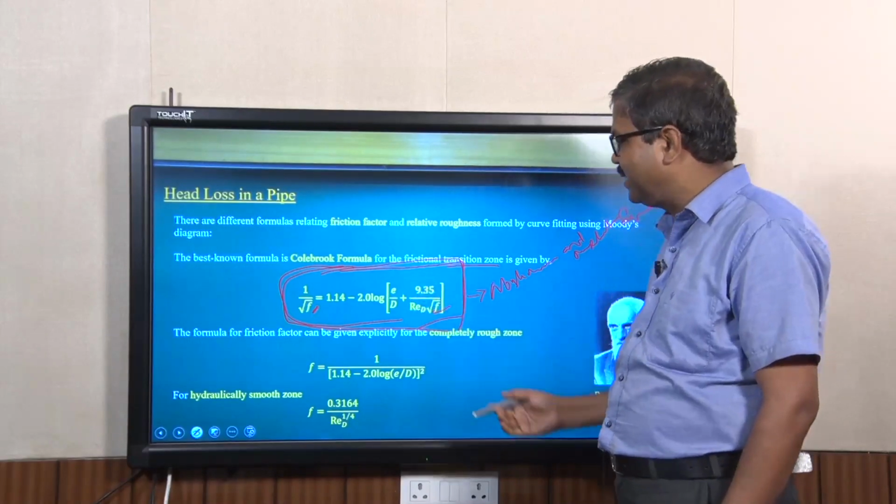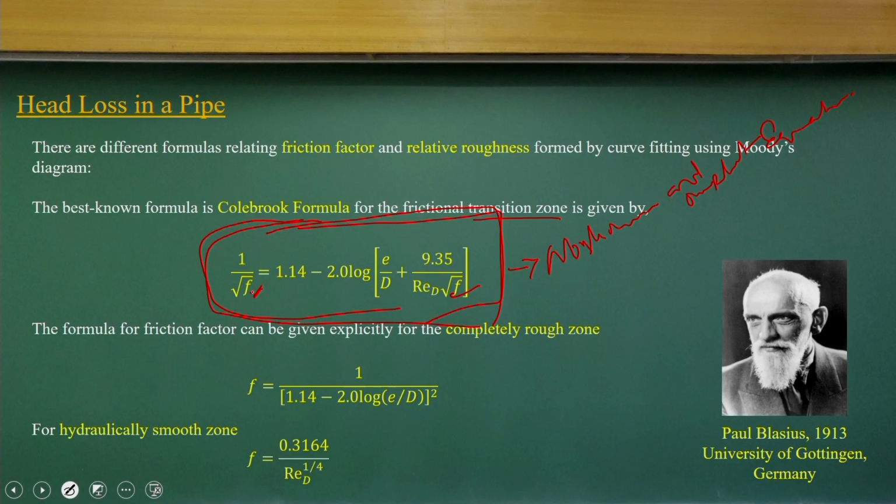We can iterate and compute what the F value will be if I know the E, the D, and the Reynolds number. So, we can compute it. It is not that difficult today when you have a good computational facility.